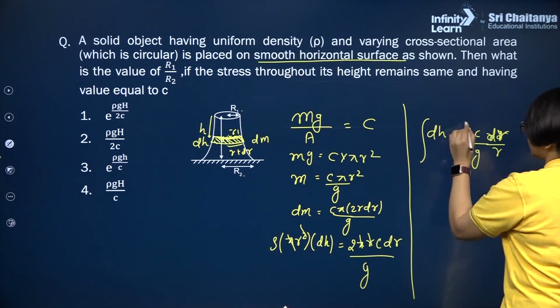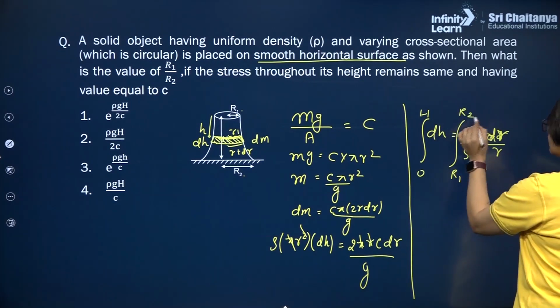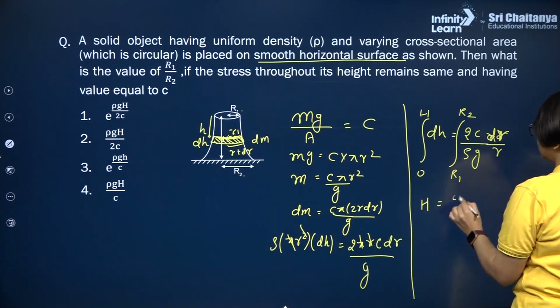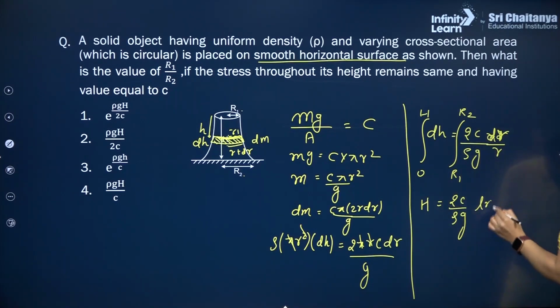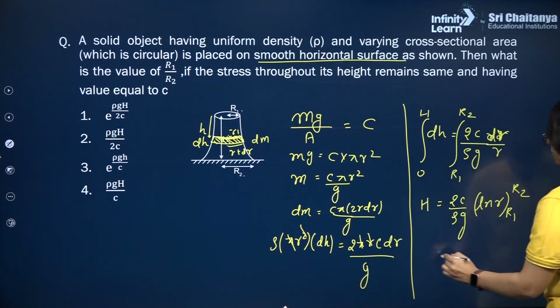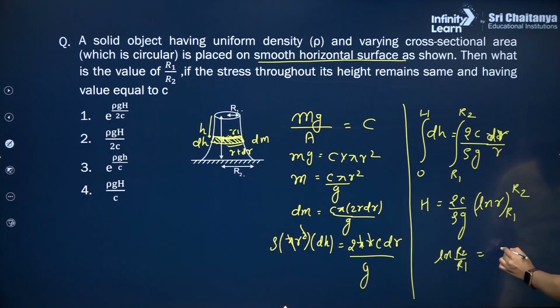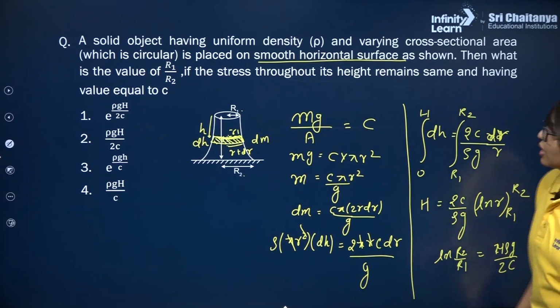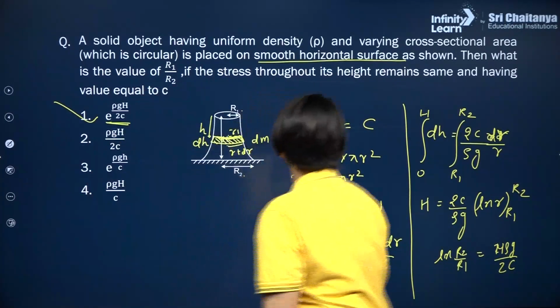Over here if you integrate from 0 to h, and the radius changes from r1 to r2, then h is equal to 2C upon rho g, and the integration of 1 upon r is ln r, with limits from r1 to r2. So, if you put the limits, ln r2 upon r1 is equal to what? It is 2 h rho g divided by 2c. So, R2 upon R1 is e to the power rho g h divided by 2C, which is option 1.